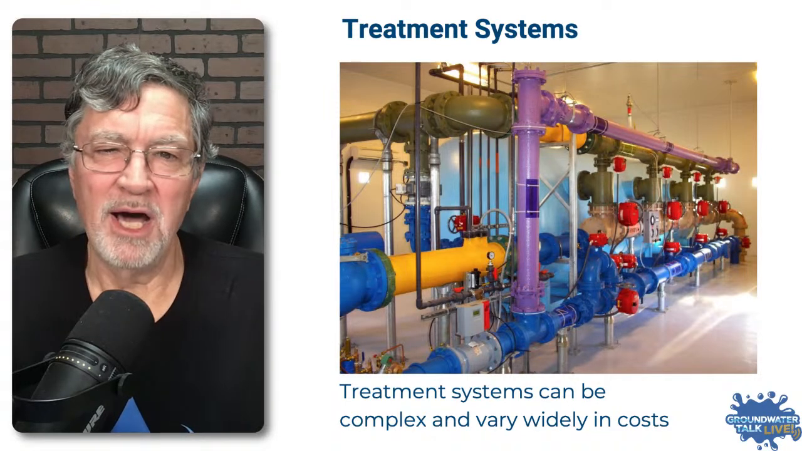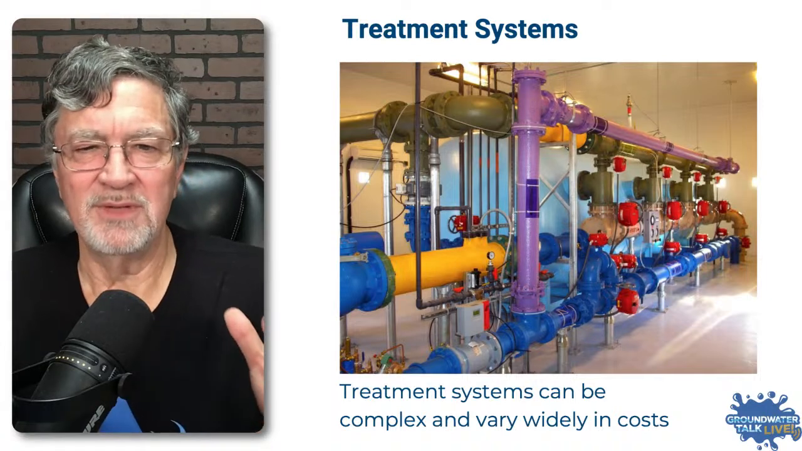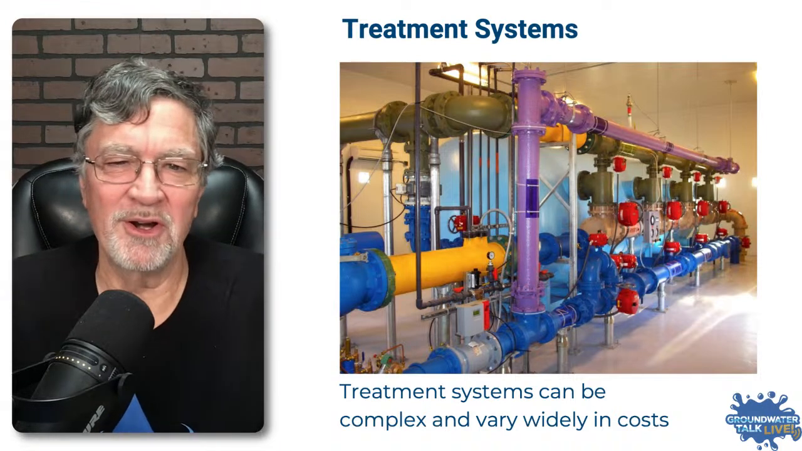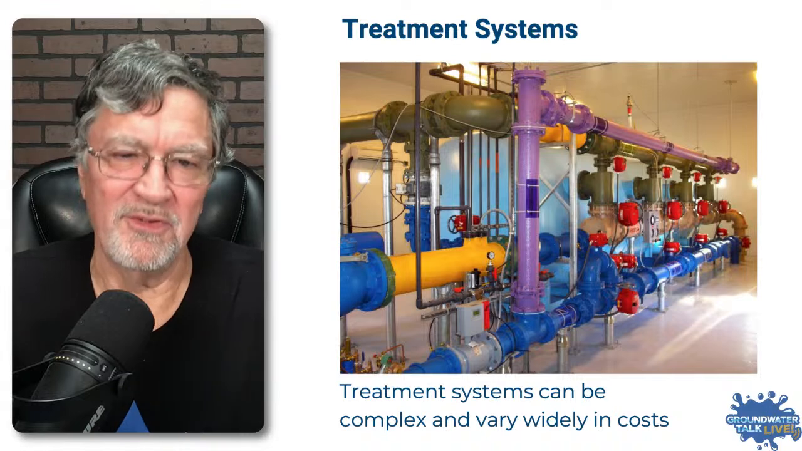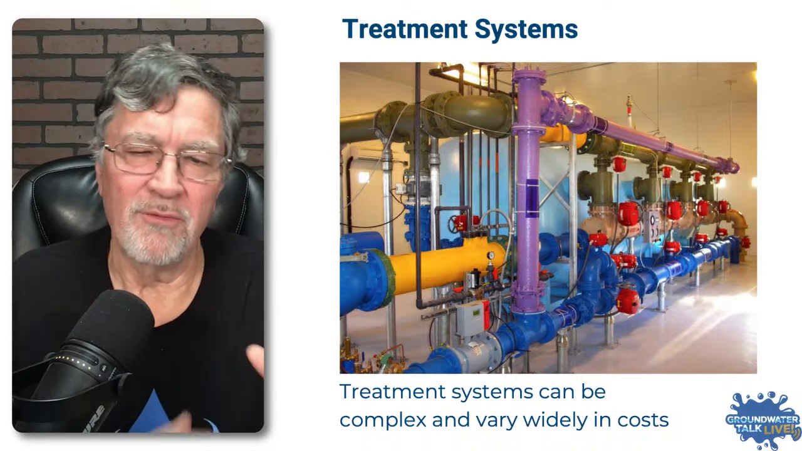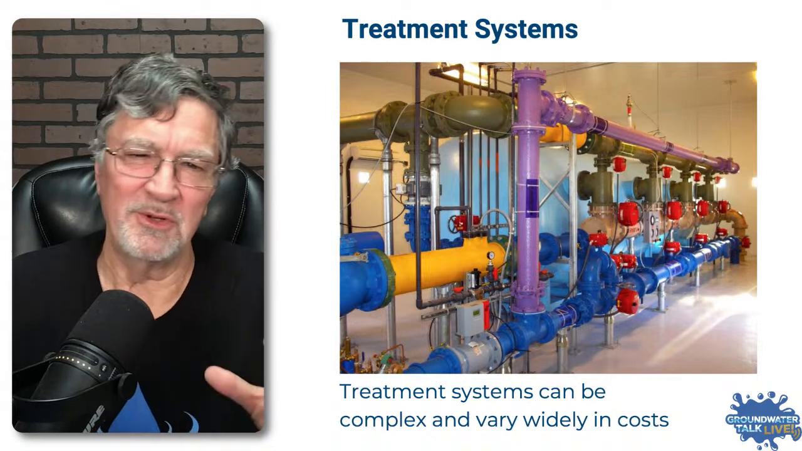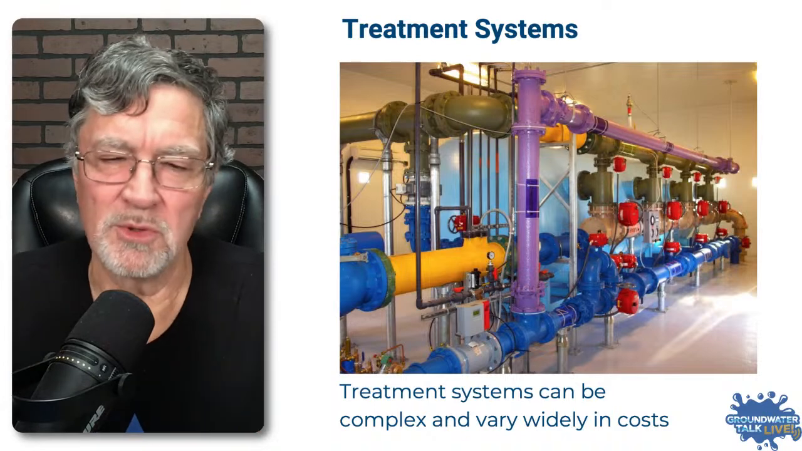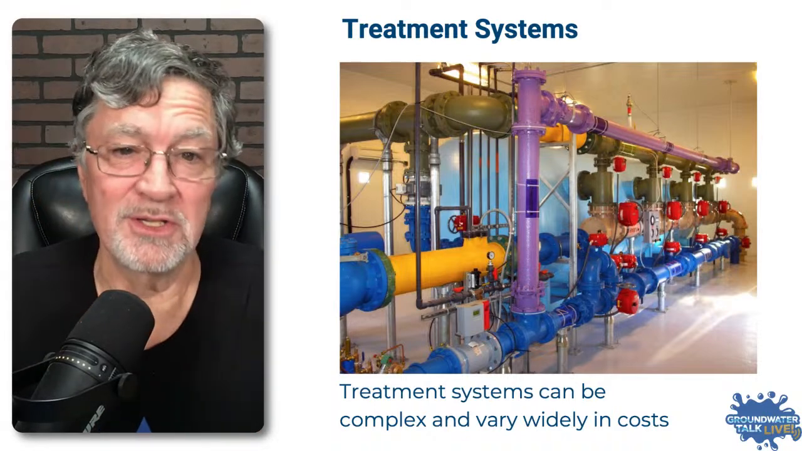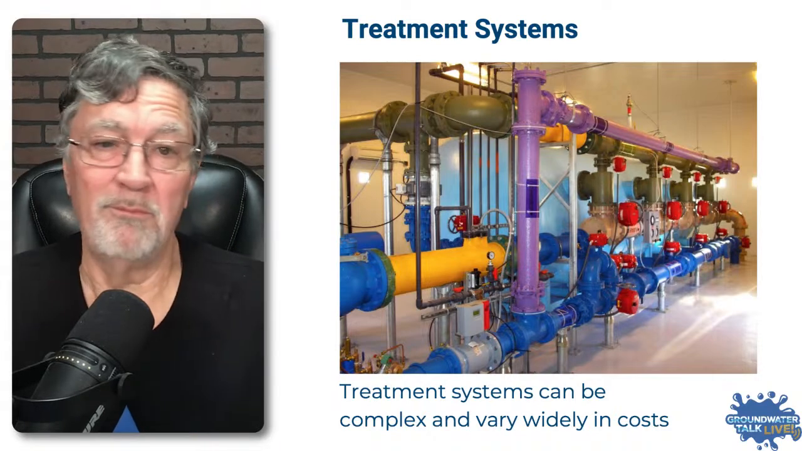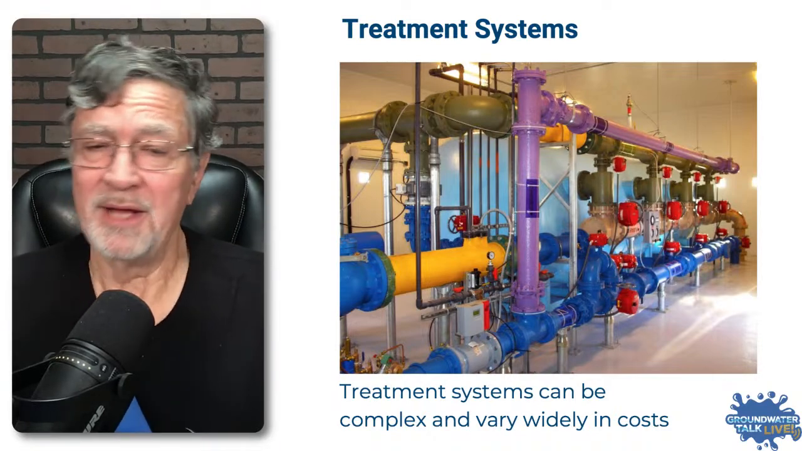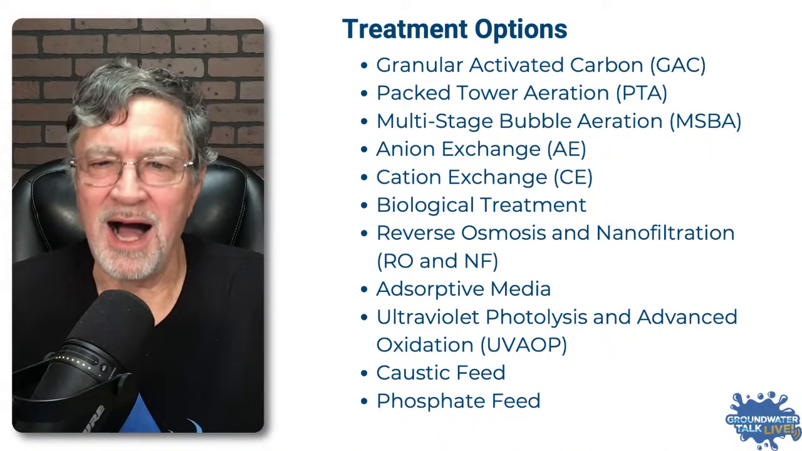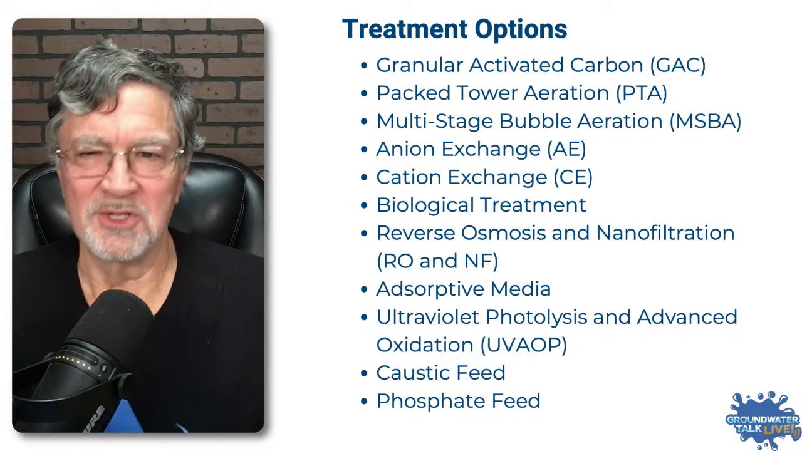And because of the wide variety of systems we have out there, which I'll show you here in just a minute, as you can imagine, the costs vary pretty widely. So you can go from a routine green sand filter for iron and manganese, all the way up to reverse osmosis systems and combination type systems that can really bump your capital costs way up, and your operating costs as well. So these are just some of the options out there, and this is not an exhaustive list.